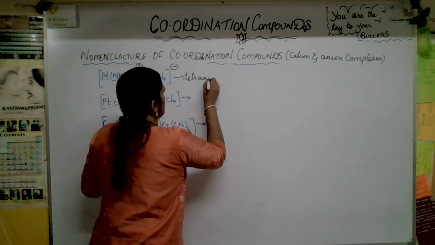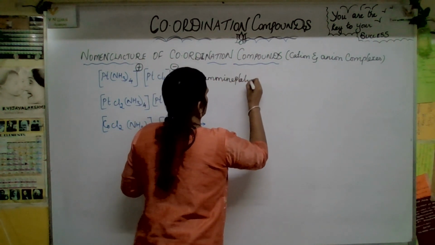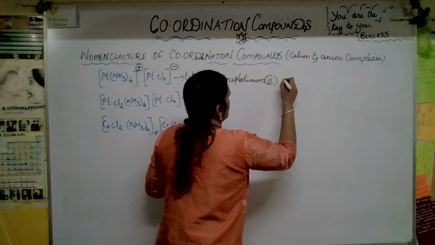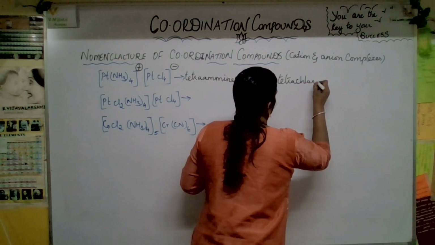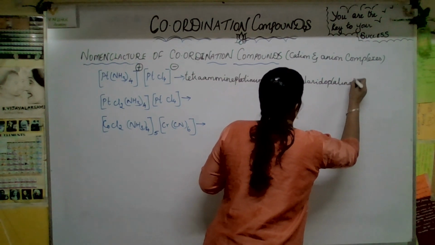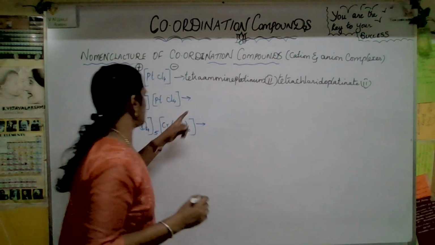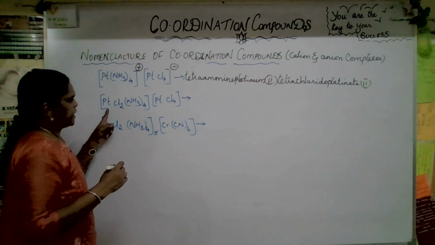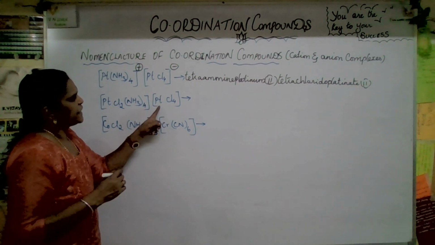Tetramine platinum 2, tetrachlorido platinate 2. Right? The next one, tetramine dichlorido platinum 4, tetrachlorido platinum 2.